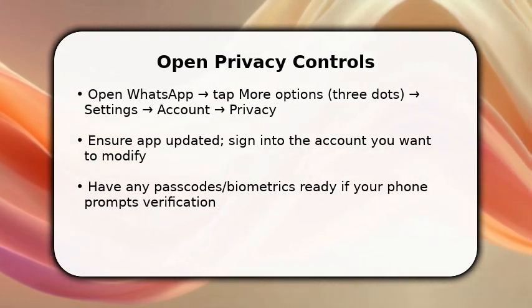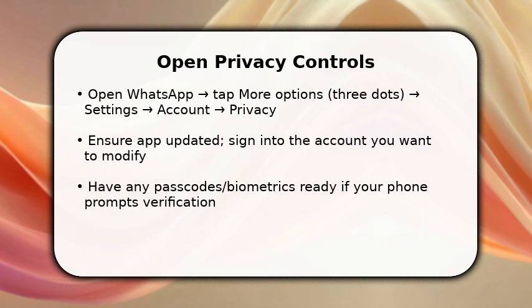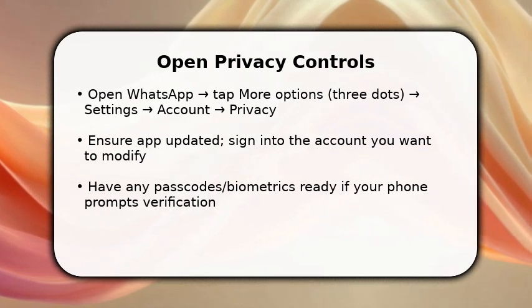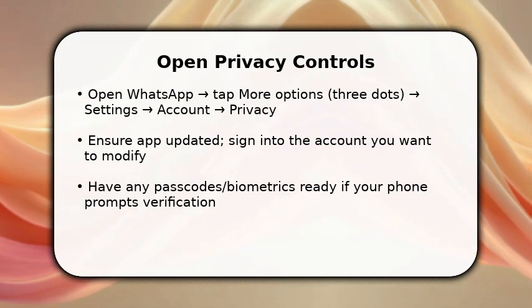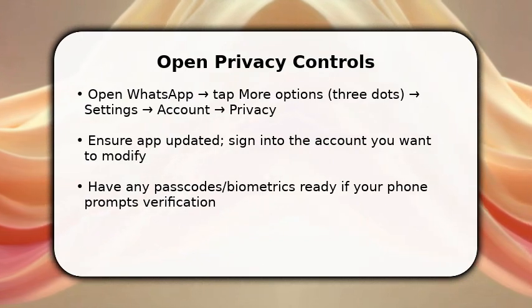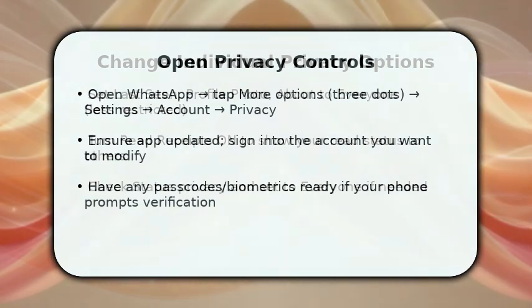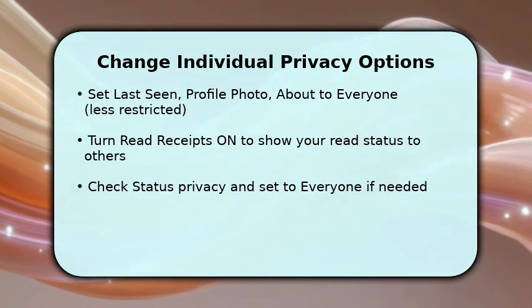Now that you're on the Privacy page, you can begin altering specific items like last seen, profile photo, about, status, read receipts, and chat level disappearing messages. Once on Privacy, tap last seen and switch it to everyone to stop hiding that timestamp. Next, open profile photo and about, also set both to everyone so they're visible.